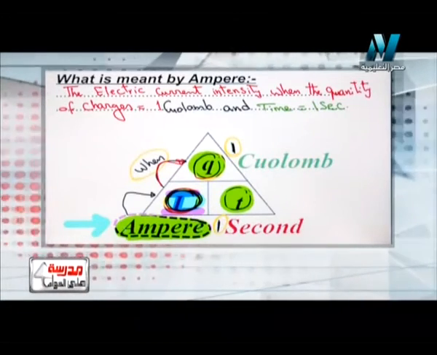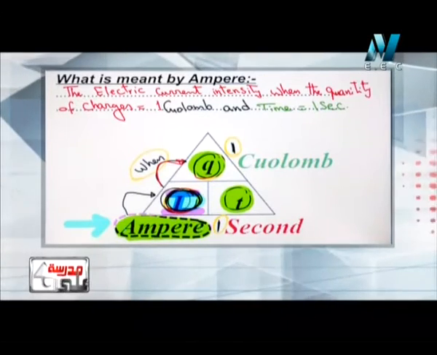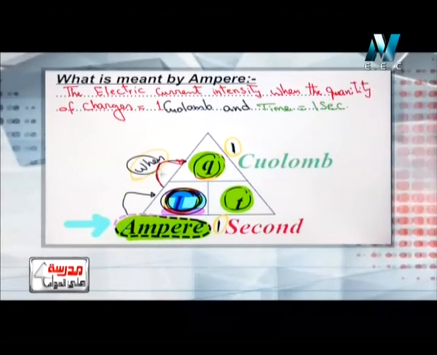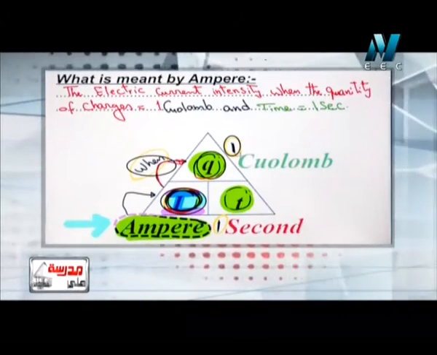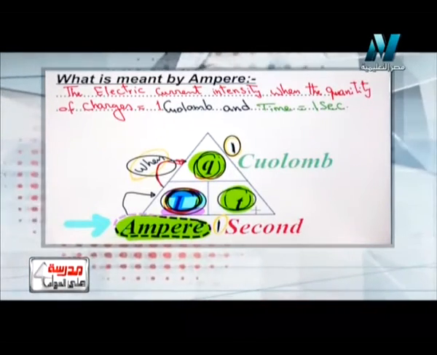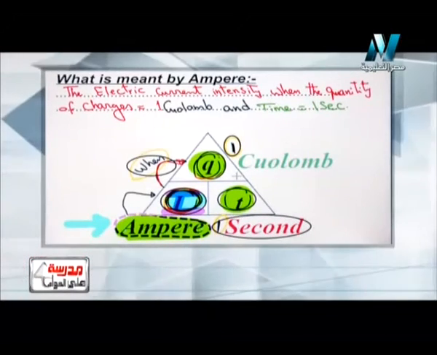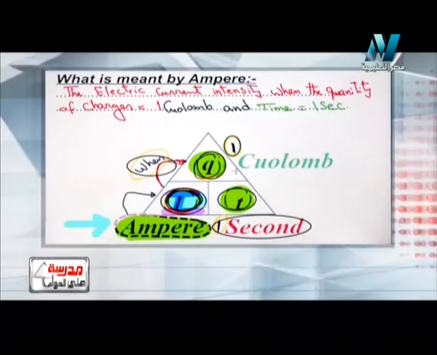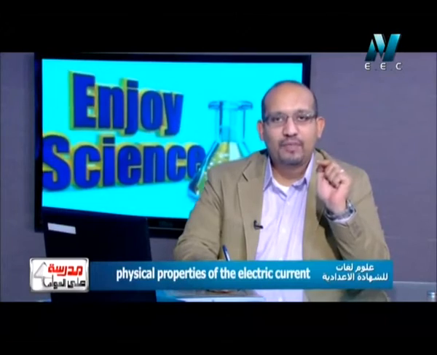أقول له it is the electric current intensity when quantity of charge equal 1 coulomb and time unit equal 1 second. So dear students, from the magic triangle we can identify any physical quantity, as well as measuring unit, as electric current intensity. نعرفها منين؟ From the magic triangle.